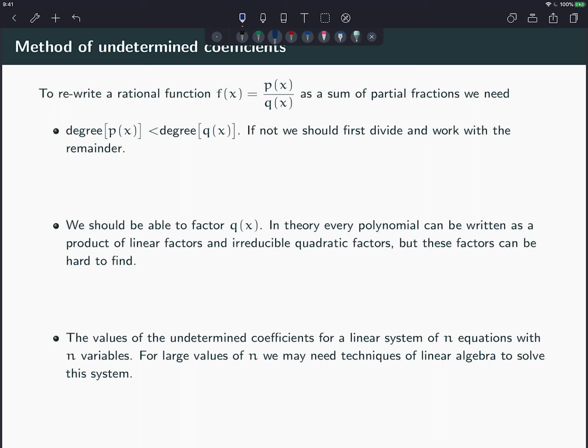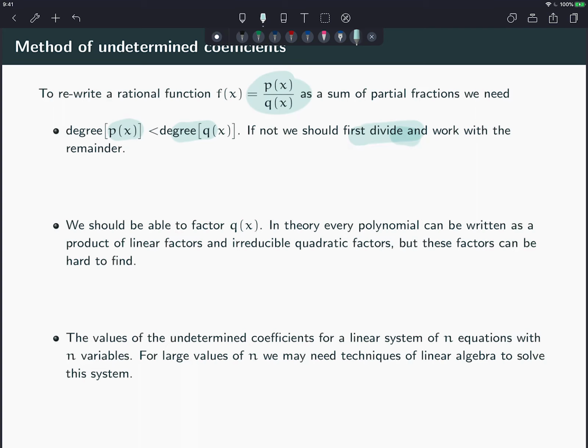Well, we're trying to work with an integrand. We want to write a function that has a polynomial on the top and in the bottom. What do we need? We need the degree of the top to be smaller than the degree of the bottom. So it needs to be a proper fraction. If not, we would divide first and work with the remainder. So we first have to check that our numerator has a smaller power than the denominator.